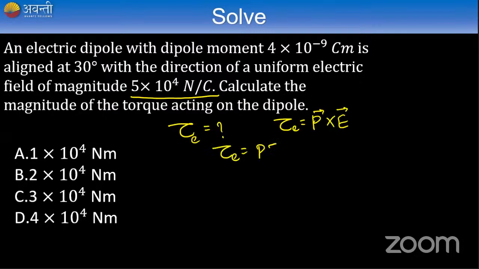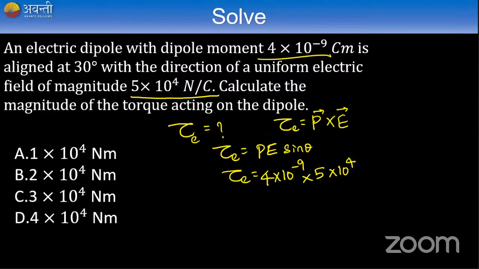Tau E equals P cross E, that is P E sine theta, right? Now, what is my tau E? What is my dipole moment? P is 4 × 10^-9 coulomb meter, my electric field E is 5 × 10^4 newtons per coulomb. And what is my theta, guys? Theta is 30 degrees. So I should get sine 30 degrees.